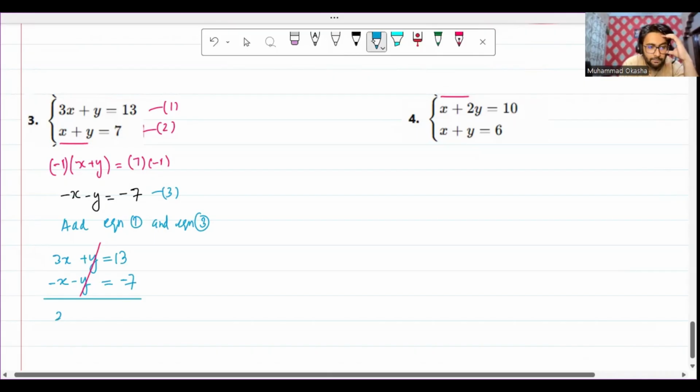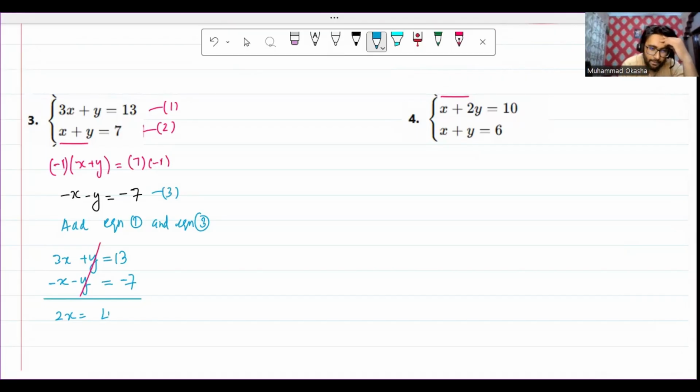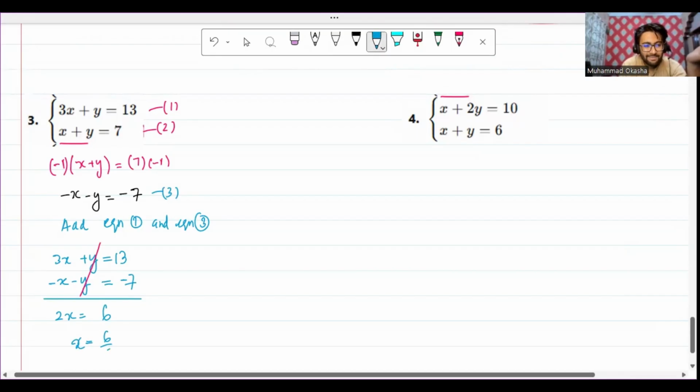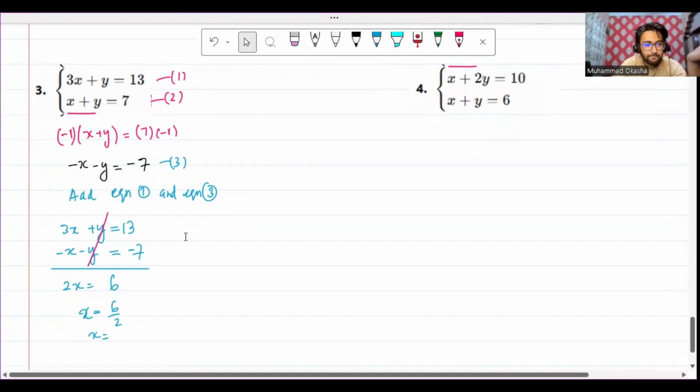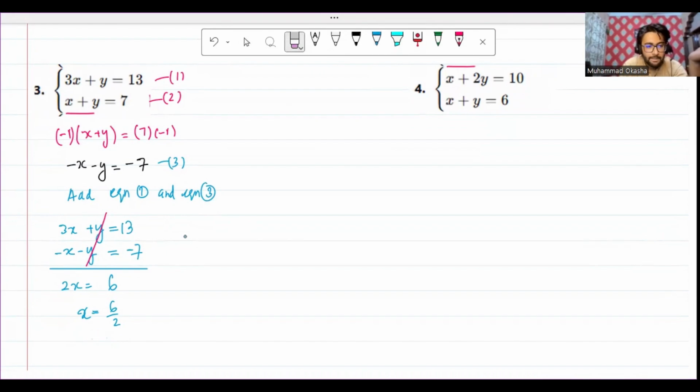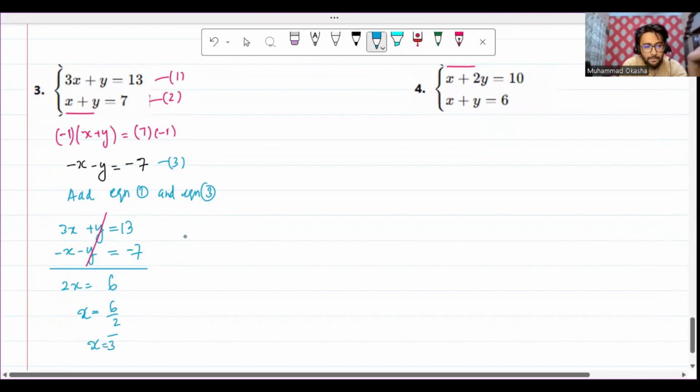So 3x minus x would be 2x equals 13 minus 7 would be 4, I think. 7, 8, 9, 10, 11, 12, 13. Yeah, 6. Sorry. x equals 6 divided by 2, and x is equal to 3. That's what I'm going to get. x equals 3.